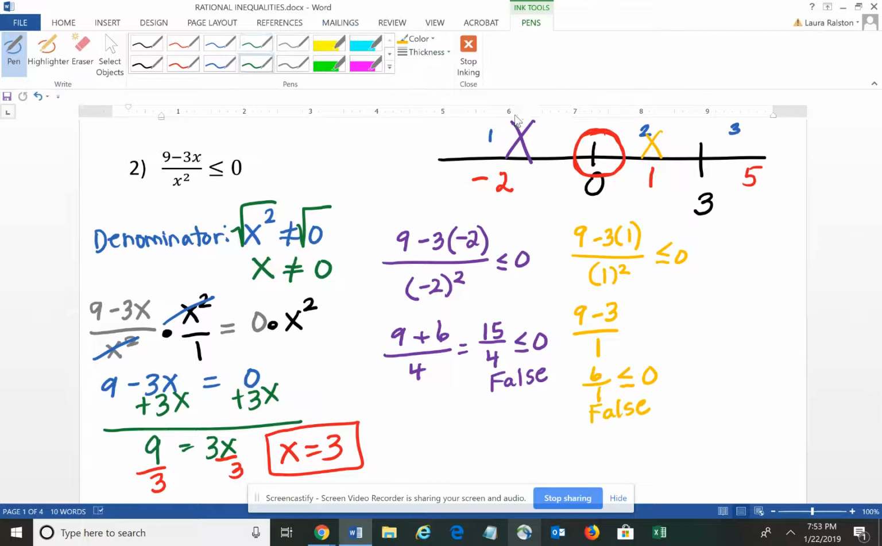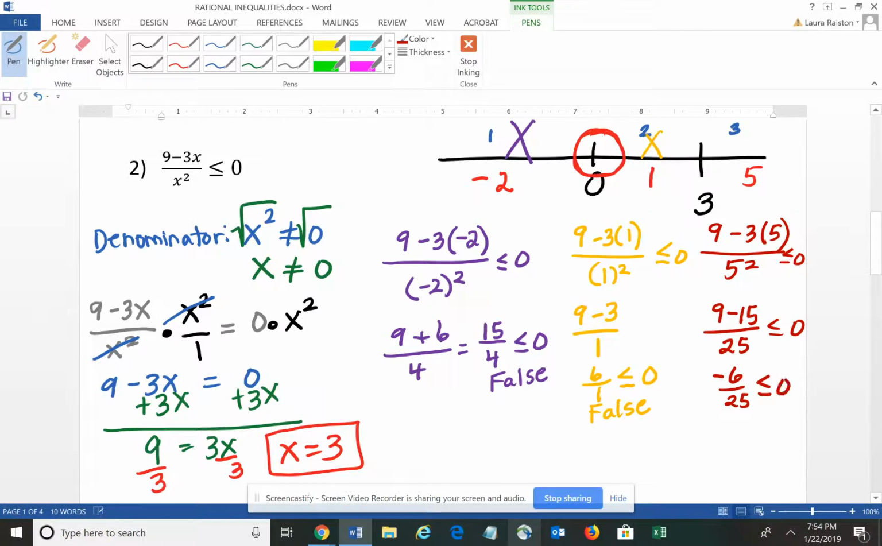All right, and then finally we're going to check the 5. So I would have 9 minus 3 times 5 over 5 squared, which is less than or equal to 0. So I have 9 minus 15 over 25. That gives me negative 6 over 25. That's less than or equal. That is a true statement. So we're going to use values that are greater than 3.